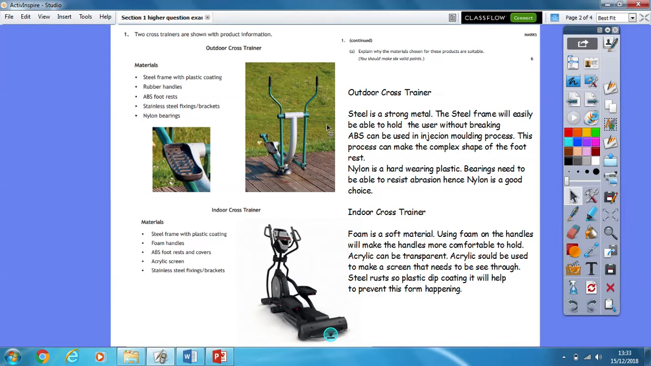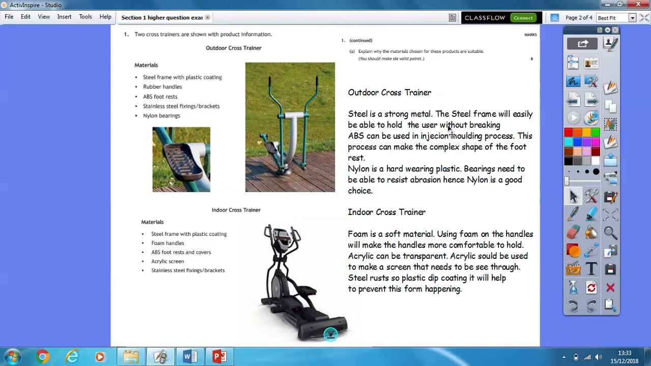The other thing, which I think some of you are still forgetting to do, is make sure that when you're doing this, you actually put the title of the product, in this case, the outdoor cross trainer, and then underneath you can discuss the various properties of the materials that are being used. And the same here, indoor cross trainer, you need to have that title as well if you're talking about that particular product.